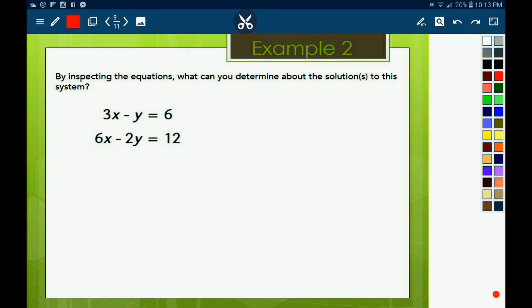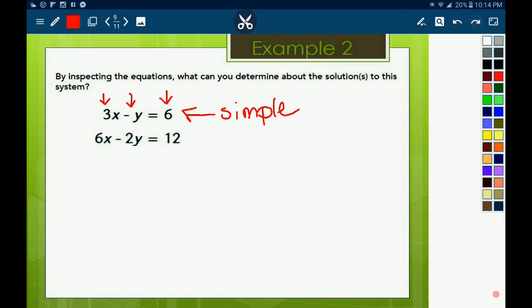It says, by inspecting the equations, what can you determine about the solutions to this system? So let's make note of something here. This equation, I see a 3, a -1, and a 6. There is no number that I can divide 3, -1, and 6 by all together and still come out to a whole number. So this equation is simple. It's as simple as it's going to get. However, the 6, the -2, and the 12 can all be divided by 2.